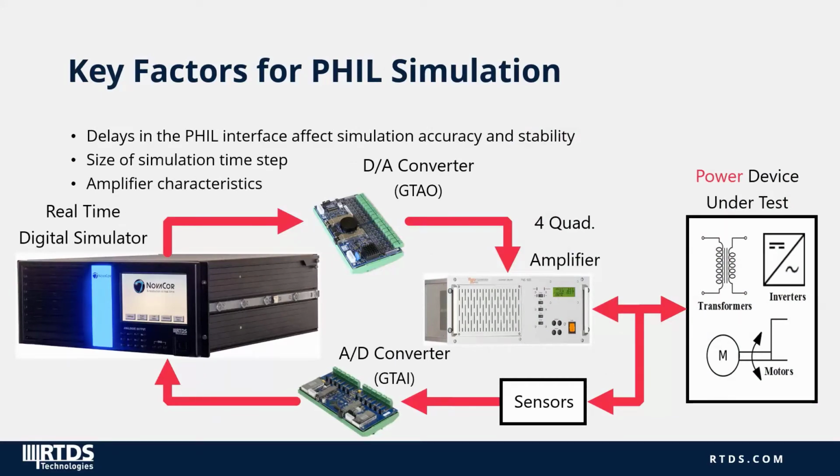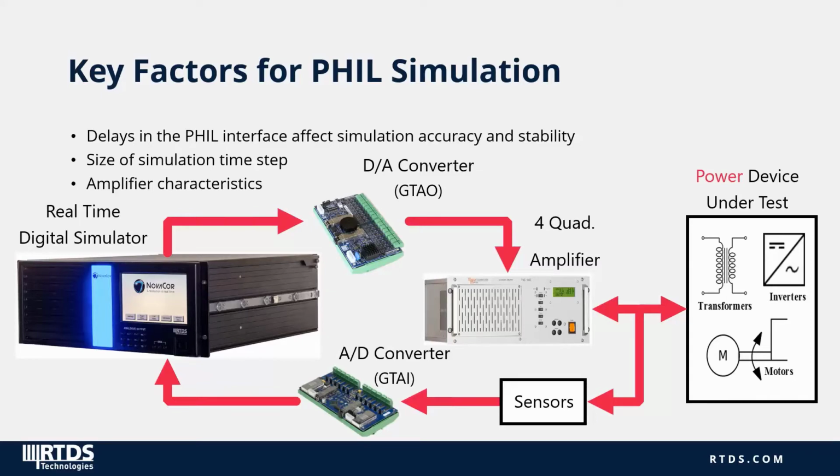Okay, so what are some of the key factors that we need to consider when performing power hardware-in-the-loop simulation? Well, first off, let's think intuitively about what it is that we're trying to accomplish. What we'd like to do is interface the power device under test with the power system simulated inside the RTDS in such a way that the interface is as transparent and as seamless as possible. What we mean by this is that the power device under test should have no clue that it's being interfaced to a simulated power system.